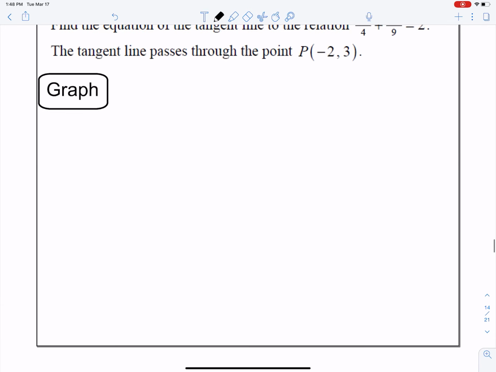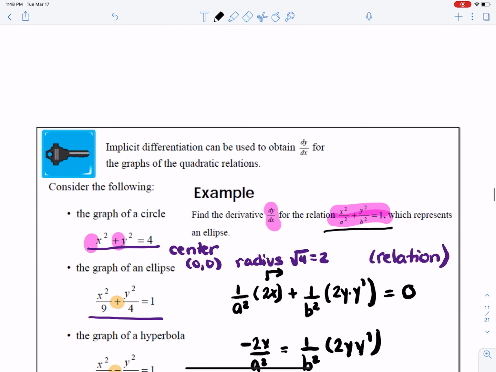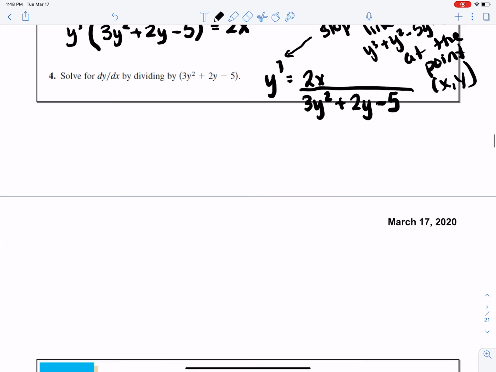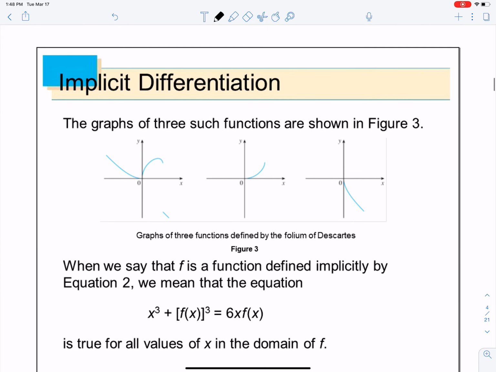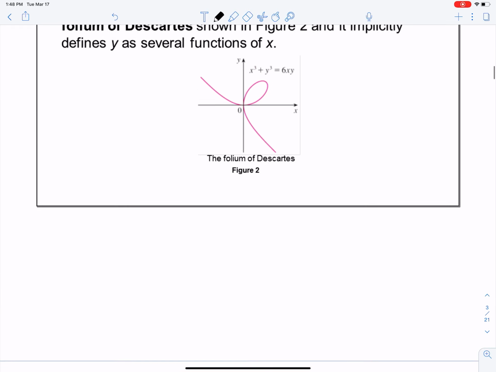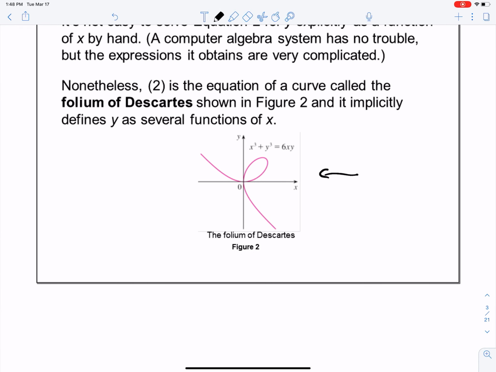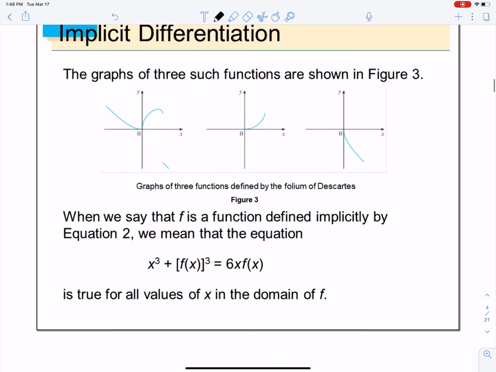Way back earlier when I skipped this slide over here, you'll notice they talk about the folium of Descartes, and it's a very specific example. And in that very, very specific example, this thing here is not a function, so I shouldn't be really calling it a function. I should be really calling it a relation. Okay? It's just a relationship between x and y in this formula. So let's go back.